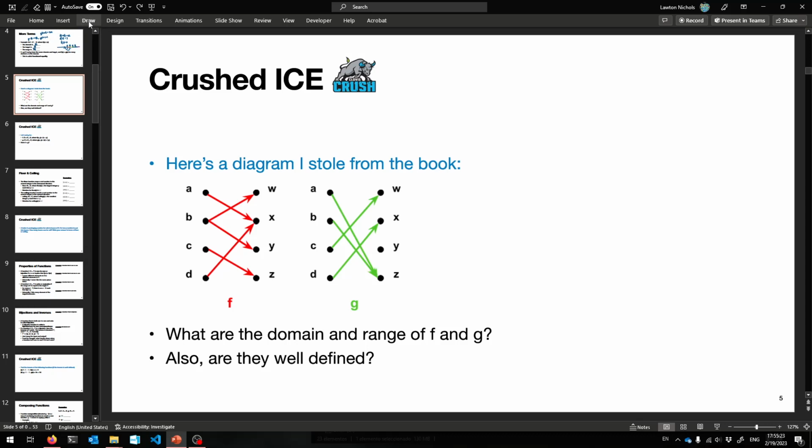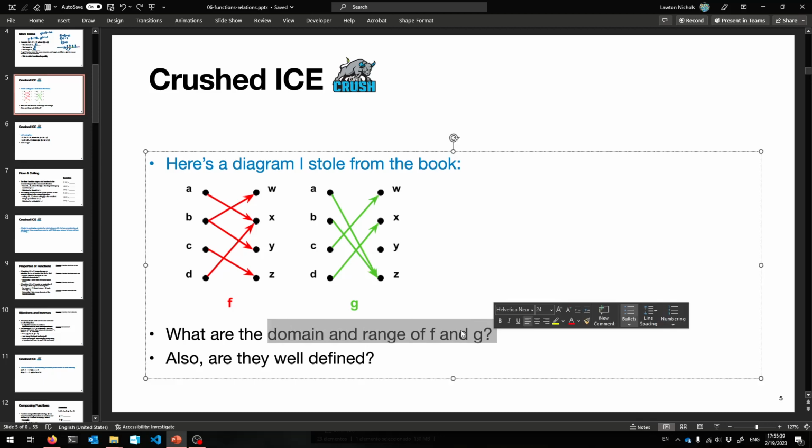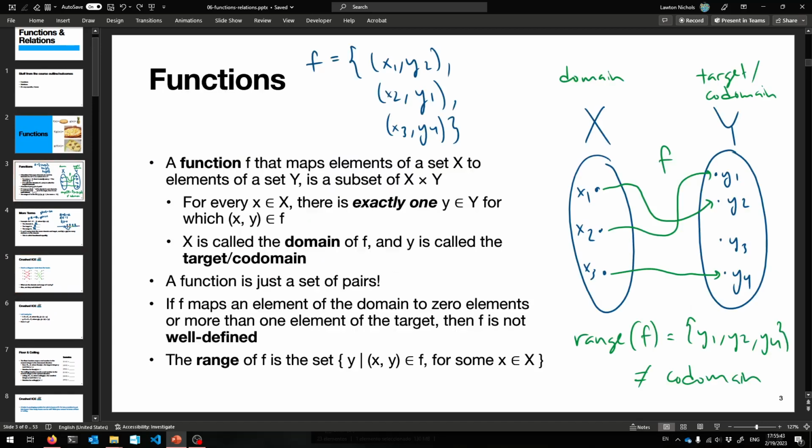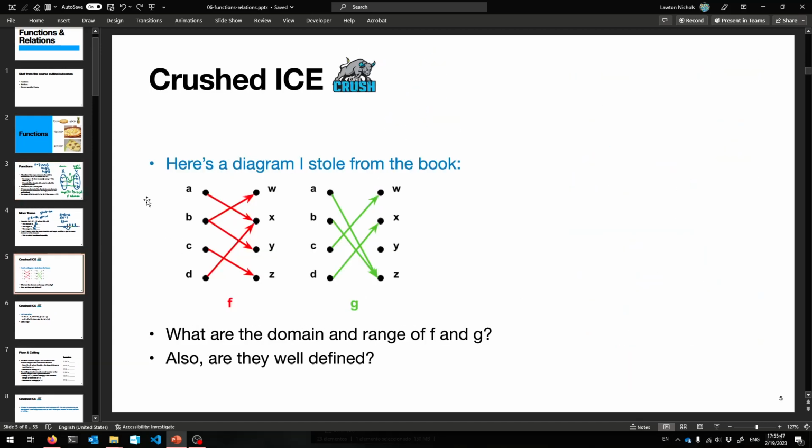All right. So here is a question for us to try and get all this straight in our minds. Here's a diagram, took it from the book, and here's the function f, it's all the red arrows, and here's the function g, it's all of the green arrows. I'd like you to tell me what are the domain and range of f and g, and also, are they well-defined functions? Maybe you want to go back to this slide so you can remember the definition of well-defined, and then give this a try, and then we'll talk about it.